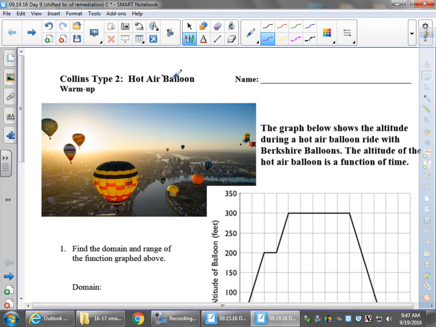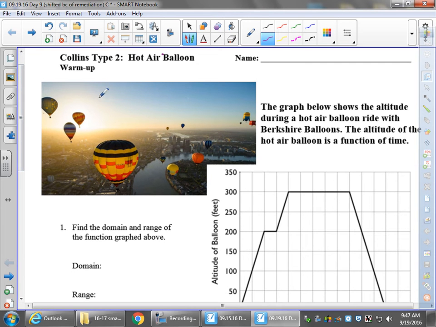Okay. So again, this is a warm-up. We're reminding ourselves that we do know how to work with function notation and graphs. Pay close attention because we're going to move through it at a pretty decent pace here. The graph below shows the altitude during a hot air balloon.